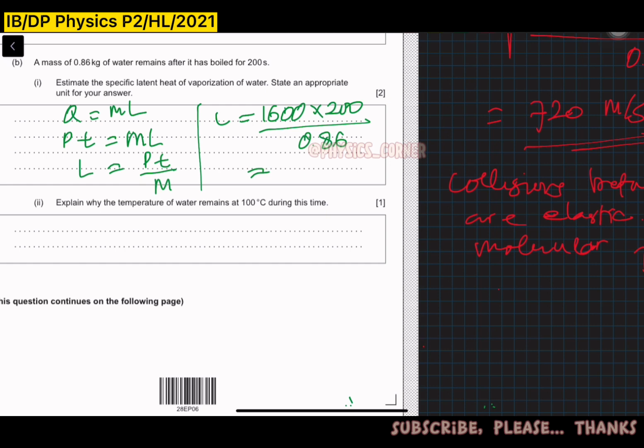Okay, this is about 2.3 times 10 to the power 6. 2.3 times 10 to the power 6, joule per kilogram. Yeah, that's it. Okay, done.